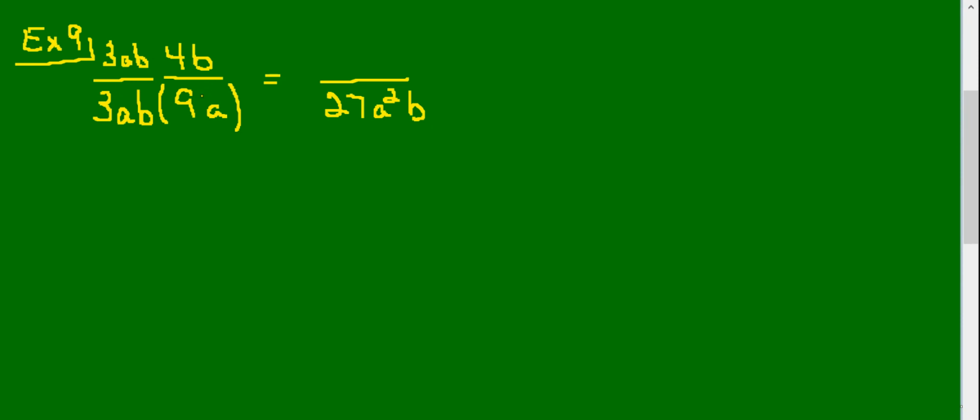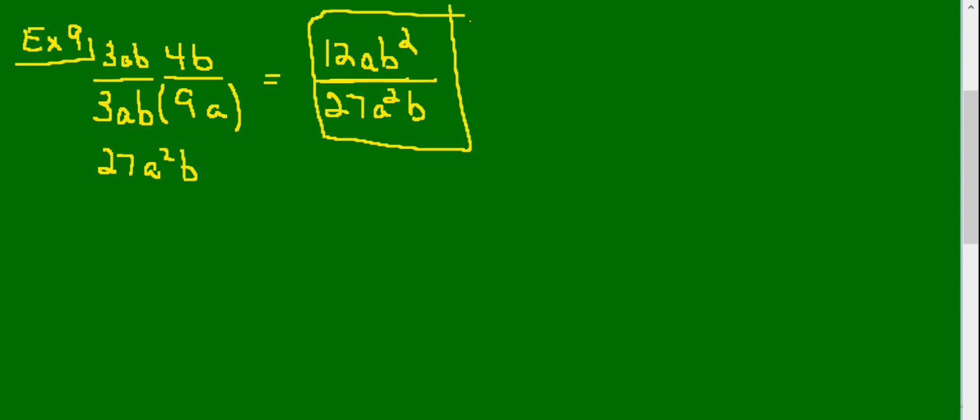And now what this will end up being over here is 3 times 4 is 12, ab times b is ab squared, and that would be over this 27a squared b, because that's what this is here. 3 times 9 is 27, just to confirm it. A times a is a squared, and the b comes along for the ride. So these match, I'm multiplying my numerators, and I'm good. This is my equivalent expression.